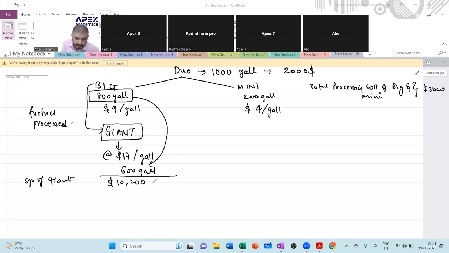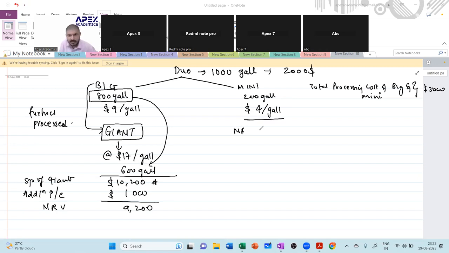To earn this 10,200, what is the additional processing cost? $1,000. So what is the net realizable value? 9,200. In the case of this fellow, what is the net realizable value here? It is 800.